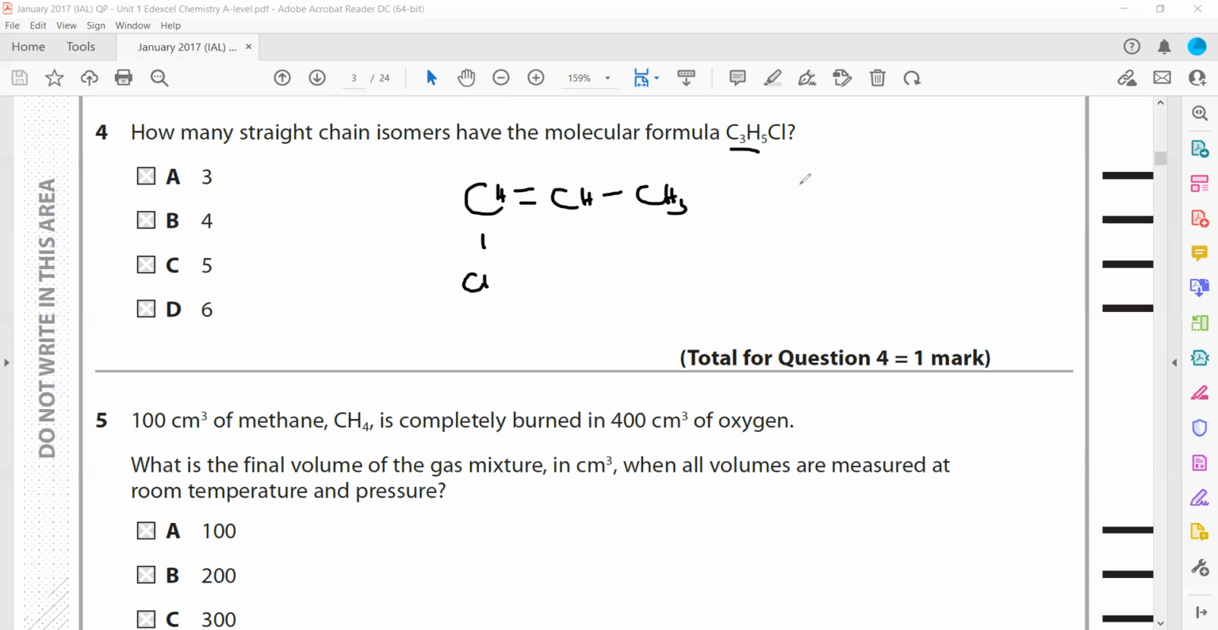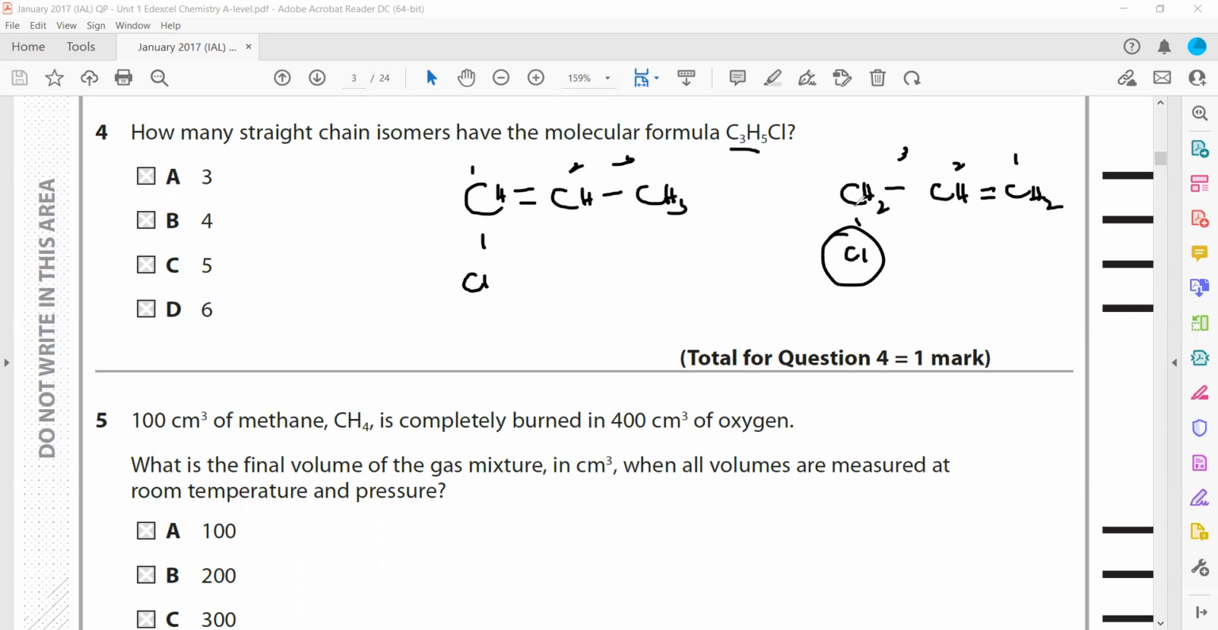Then what else can we do? We can switch the position, keeping the chlorine at the same side and changing the position of the double bond. So 1, 2, and 1, 3. So this is the second possibility. We change the position, like 1, 2. Now numbering here 1, 2, and 3. So third position we have chlorine, and here 1, 2, and 3. So first position chlorine, first position double bond. Here, first position double bond and third position chlorine. These are the two isomers.